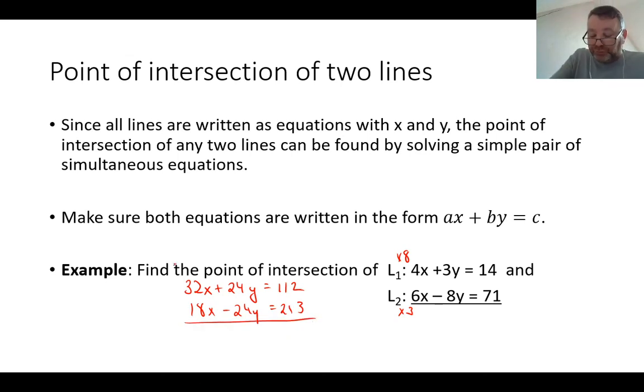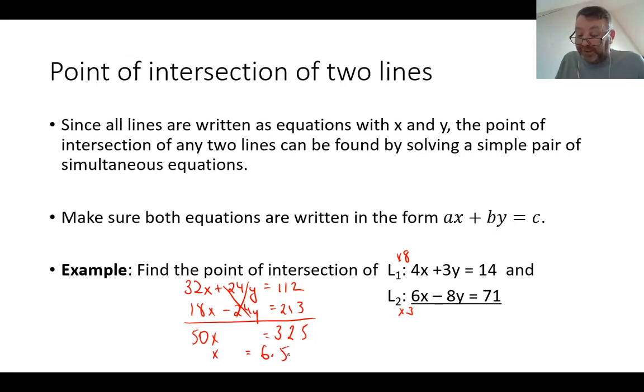Okay, so now go down the columns. 32 and 18, that's 50x. Plus 24 minus 24, lovely, cancels. 112 plus 213, well, what's that going to give me? 325. So 50x equals 325, okay? Which means I'm now going to divide both sides by 50. 325 divided by 50 comes out as 6.5. So x is 6.5. So that's my x coordinate.